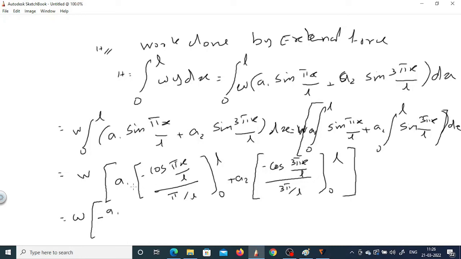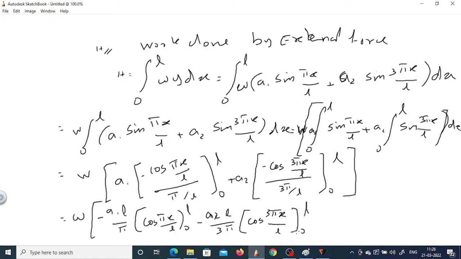A1, this L by pi I take outside, so A1 L divided by pi into cos pi x by L, from 0 to L. After that, minus: here the minus is available, here plus is available, so minus into plus, I got minus A2. Here also L by 3 pi is available. If I take it outside, I get A2 L divided by 3 pi into cos 3 pi x by L, with the limits of 0 to L.